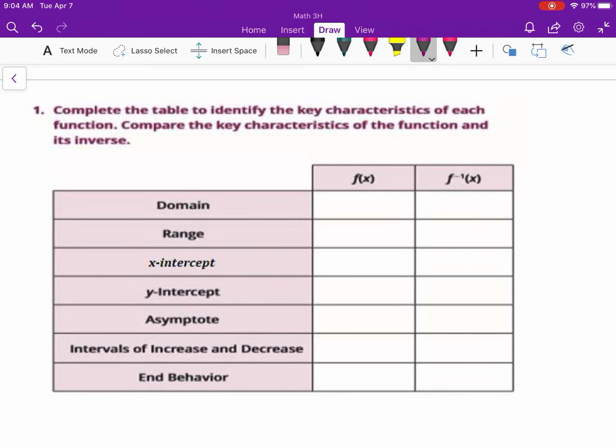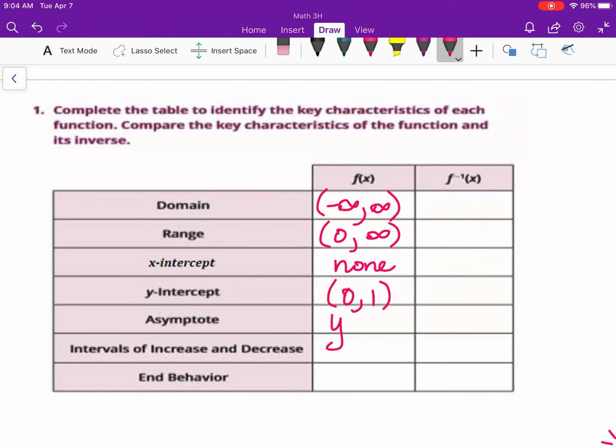The domain for f of x is negative infinity to infinity. I wanted to keep it in color code. My range on this one goes 0 to infinity. Obviously, there are no x-intercepts because the x-axis is an asymptote. The y-intercept crossed clearly at 0, 1. The asymptote was y equals 0, the x-axis.